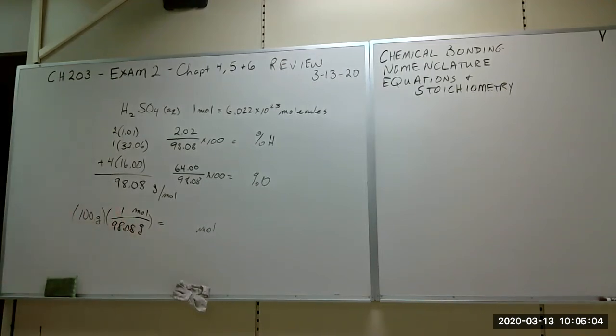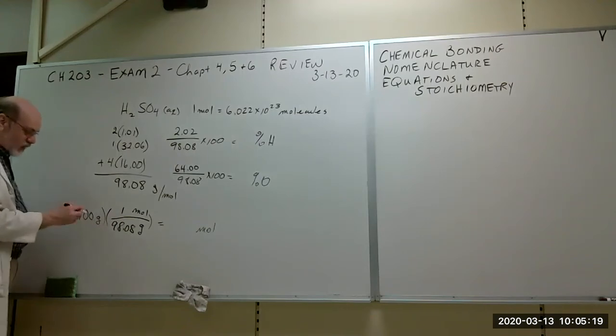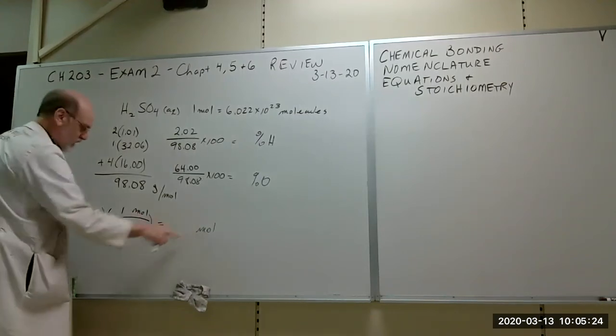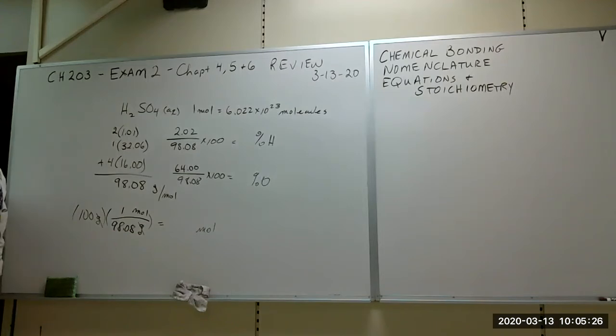Why can we do that? Because all conversion factors are equal to 1. The reciprocal of 1 is 1. Okay? You flip it, it's still 1. But now we've got the units where we want them. That cancels, leaves us with moles. So in your calculator now, you take this, divide it by that, that gives you the number of moles in 100 grams of sulfuric acid.